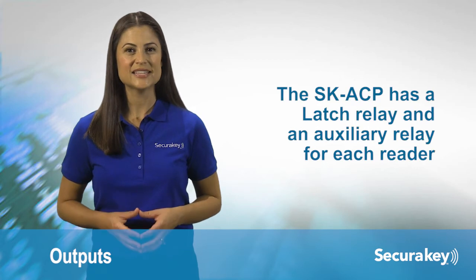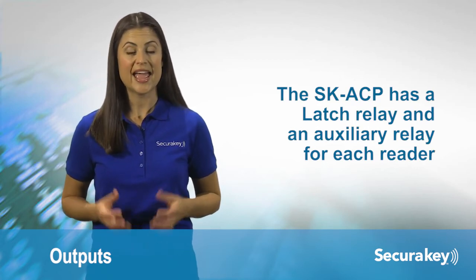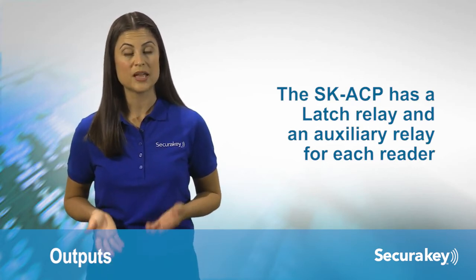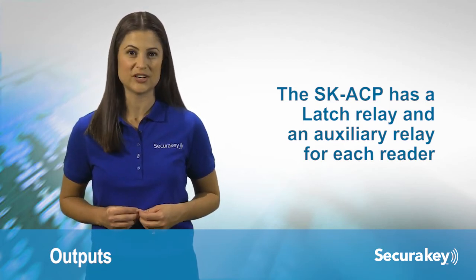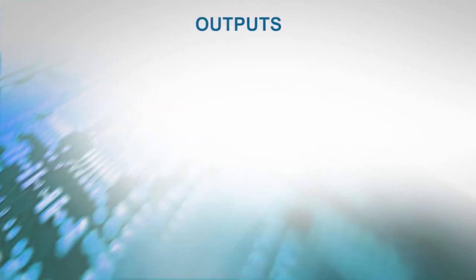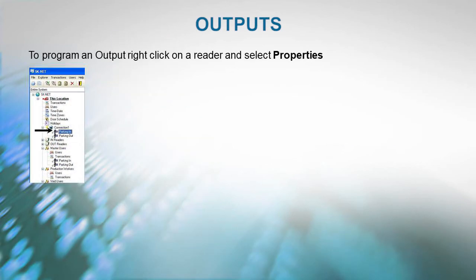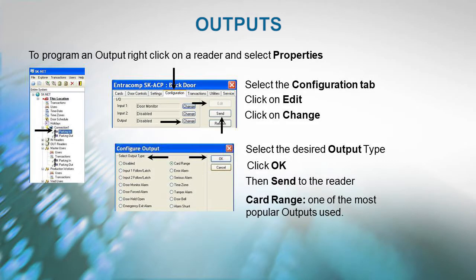Outputs. The SK-ACP has a latch relay and an auxiliary relay for each reader. This auxiliary relay can be activated by a variety of means to accomplish various functions. To program an output, right-click on a reader and select Properties. Select the Configuration tab. Click on Edit. Click on Change. Select the desired output type. Click OK, then Send to the reader.